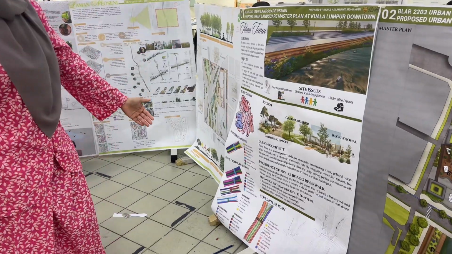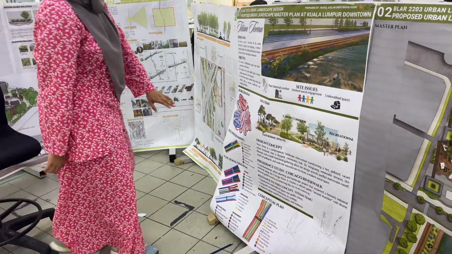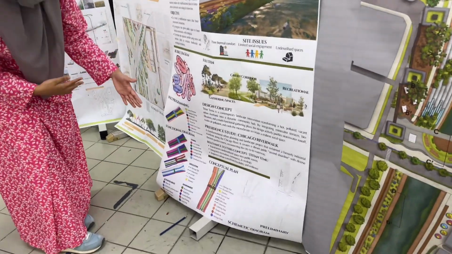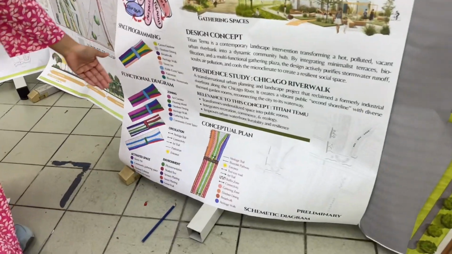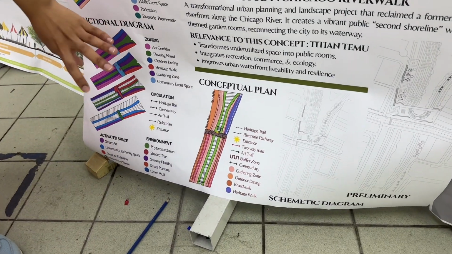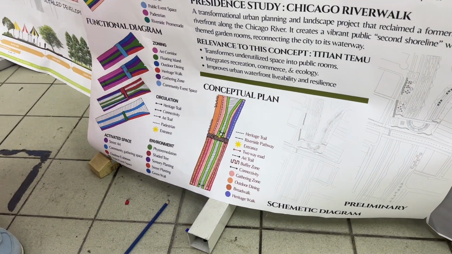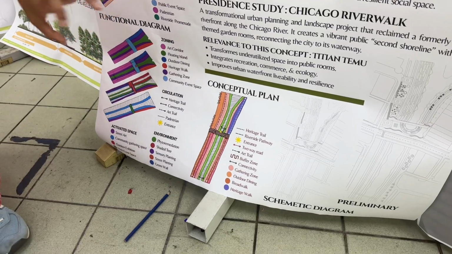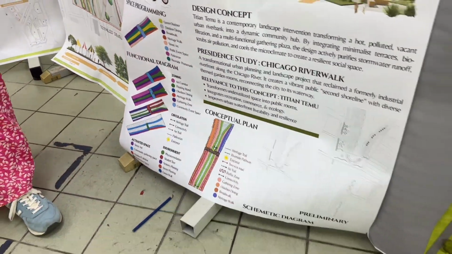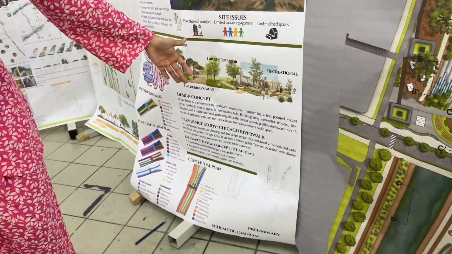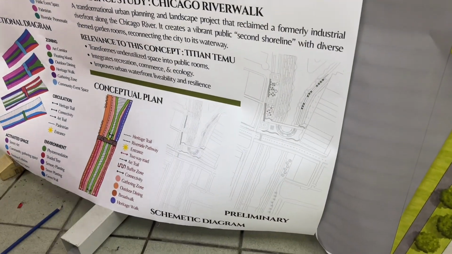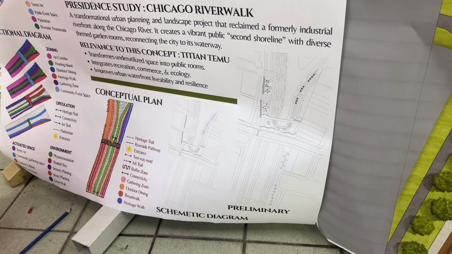So we move on to my conceptual plan. The conceptual plan is a mix of functional diagram. We can see where the trails are, the art trails, the heritage trails, and where we can access the entrance on this side. This one is my schematic and preliminary. We can see the spatial, which is like a curvy linear.